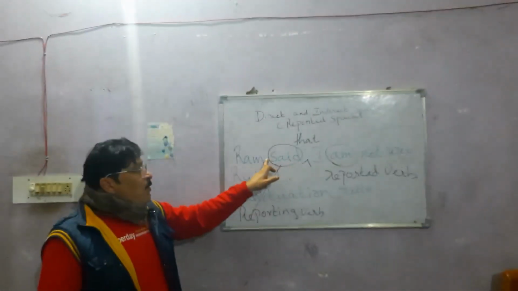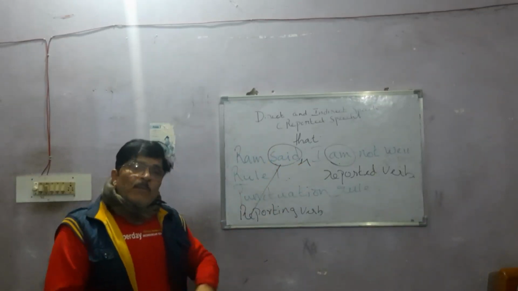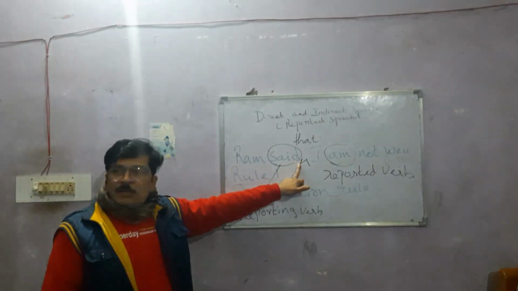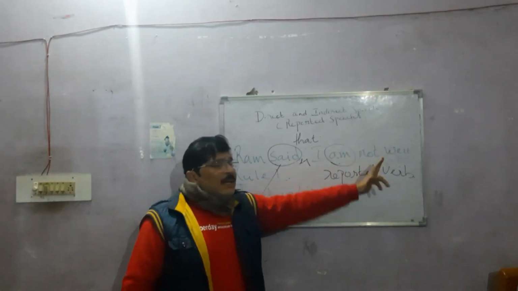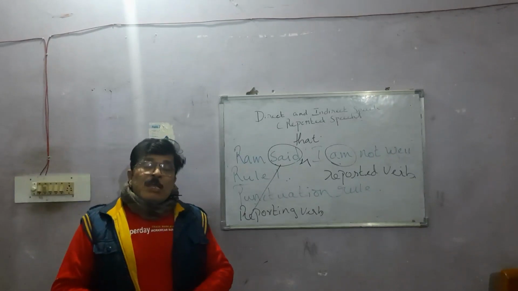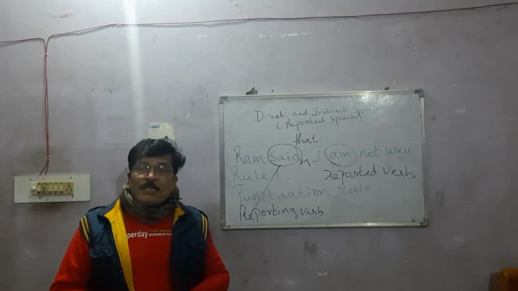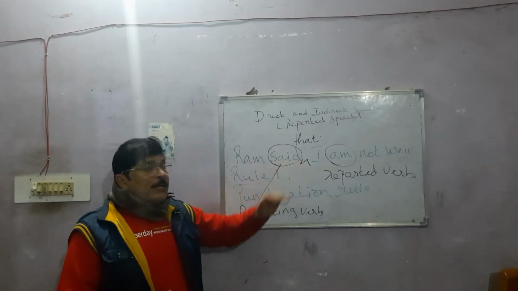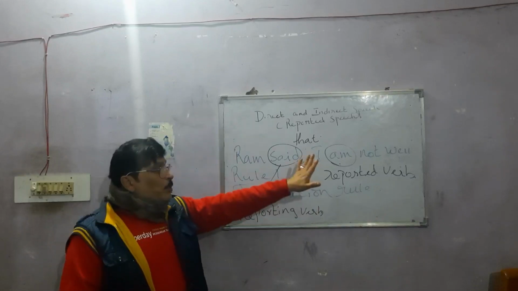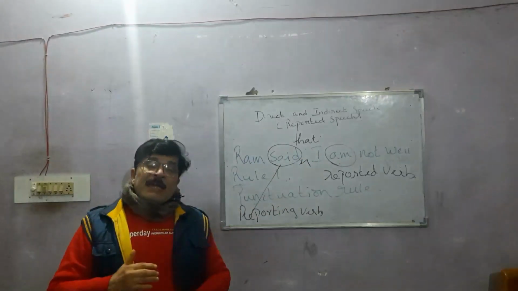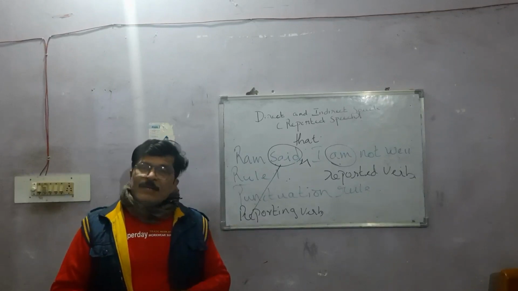Like I told you, Ram said, there will be a comma here. The reporting verb will always be before the comma, and the reported verb will always be inside the inverted commas. So in changing direct speech into indirect speech, the reporting verb has great importance in the sentence. Unless you know the reporting verb, it is not easy for you to convert direct speech to indirect speech.